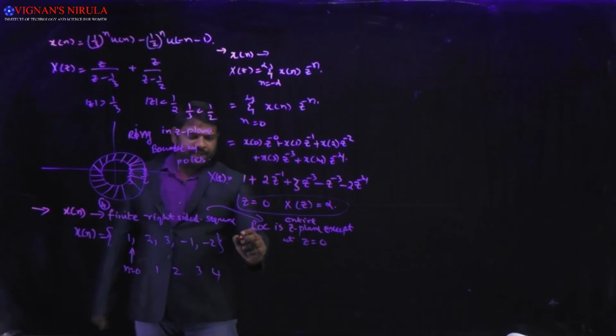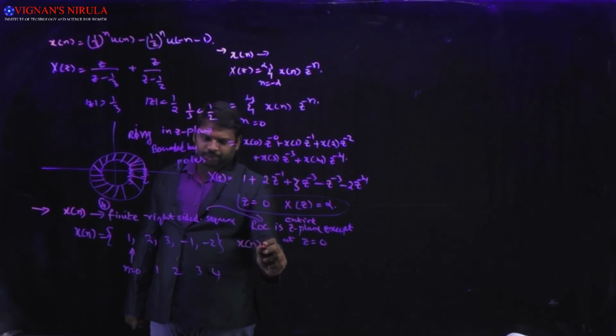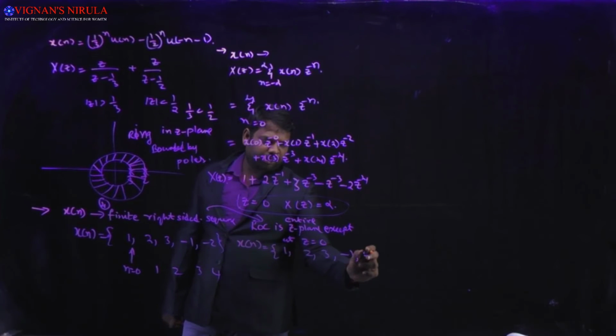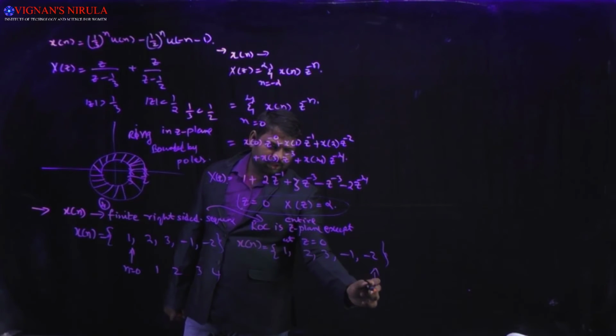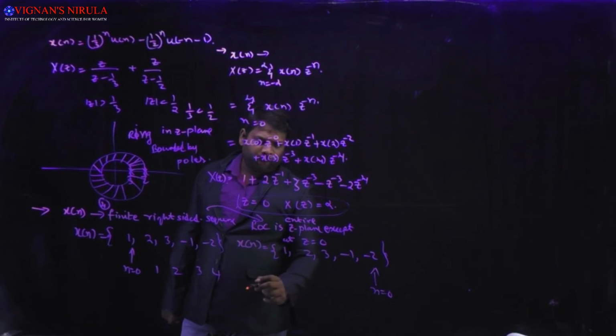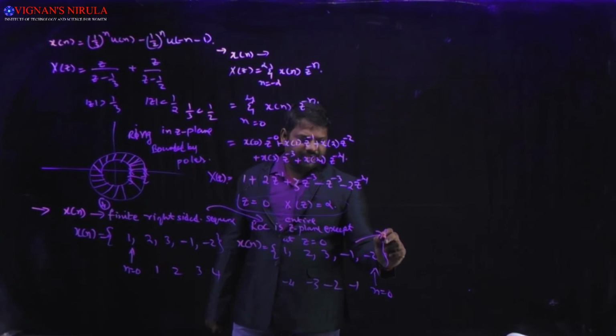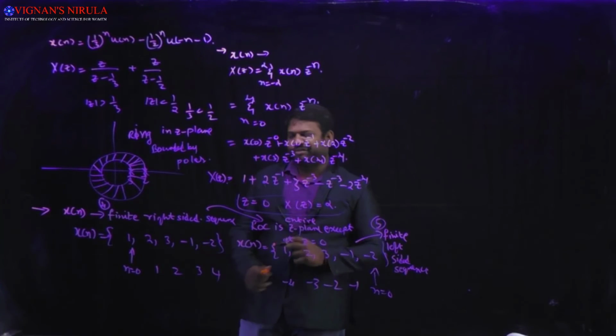Similarly, if you take our x of n, I am taking the same values, but I am keeping the arrow mark here. That means here n is equal to 0. Before the values, n will be negative: minus 1, minus 2, minus 3, minus 4 like that. Therefore, it is a finite left-sided sequence. For the finite left-sided sequence, that is our fifth point.